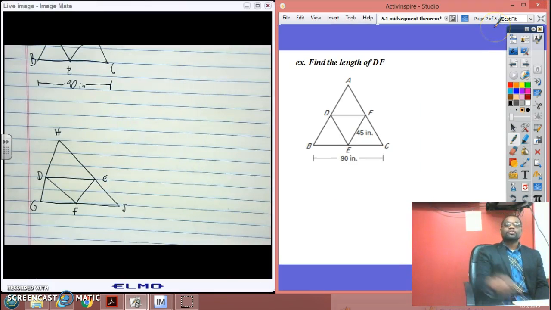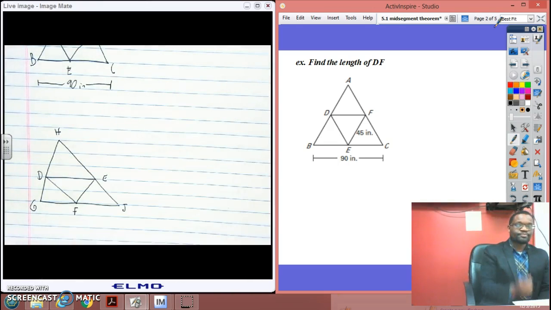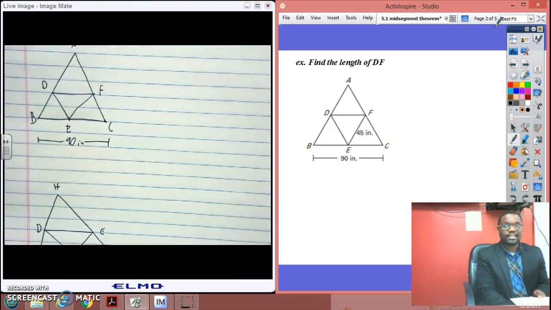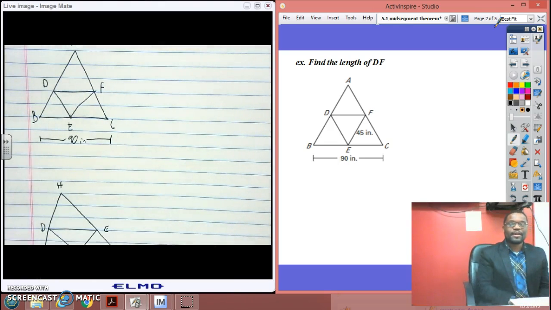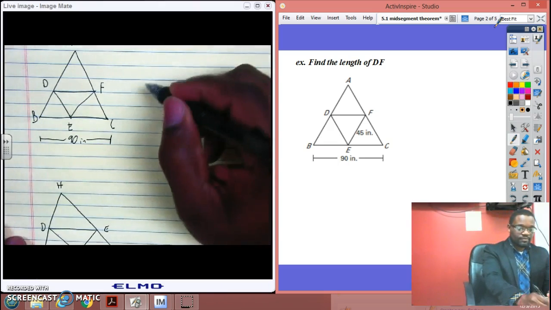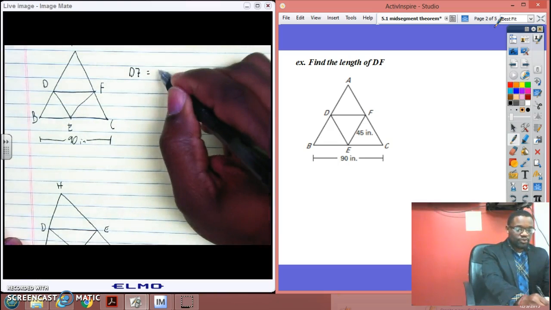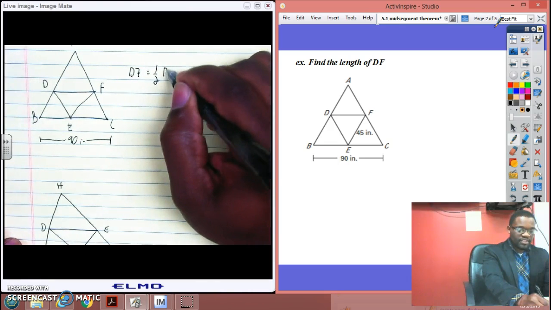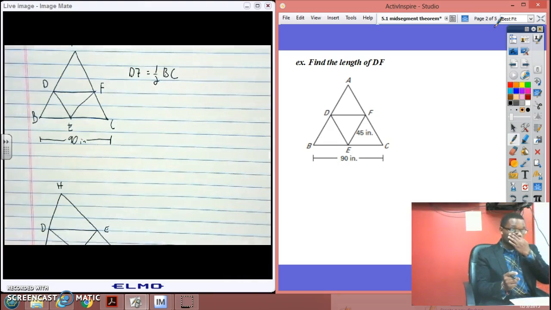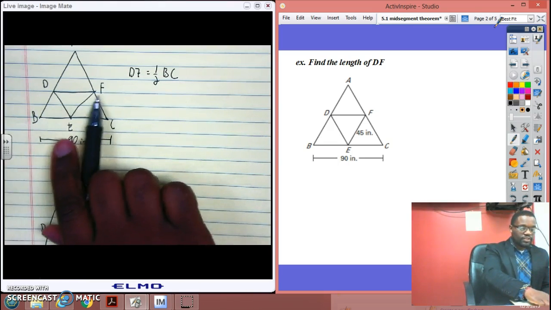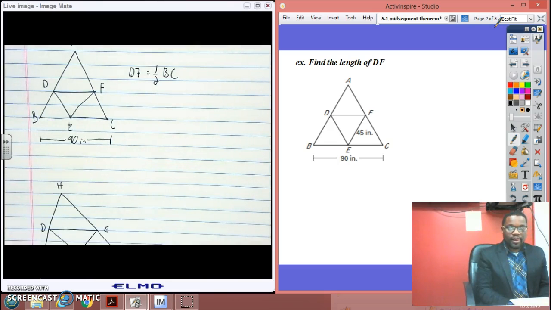So it wants me to find the length of DF. According to the midsegment theorem, and by the way, in this problem we assume that this is a midsegment, the theorem says DF is equal to 1/2 of BC. So the letters change, it doesn't matter. This short one is equal to half of the long one here.